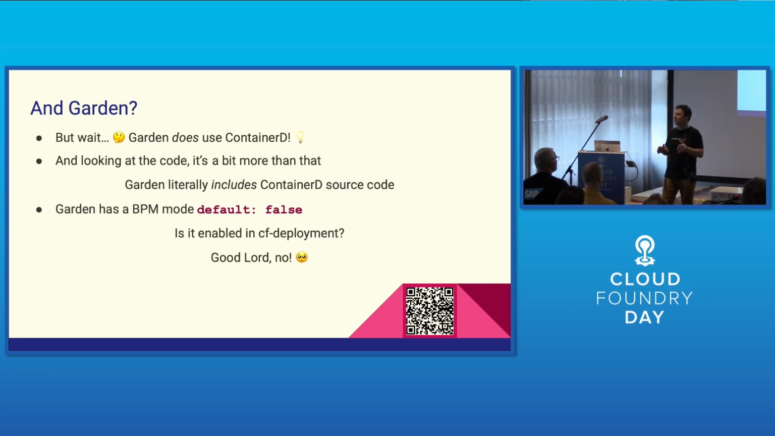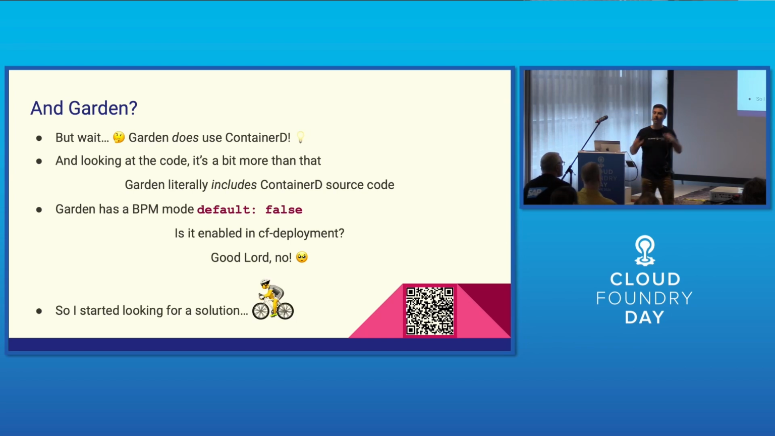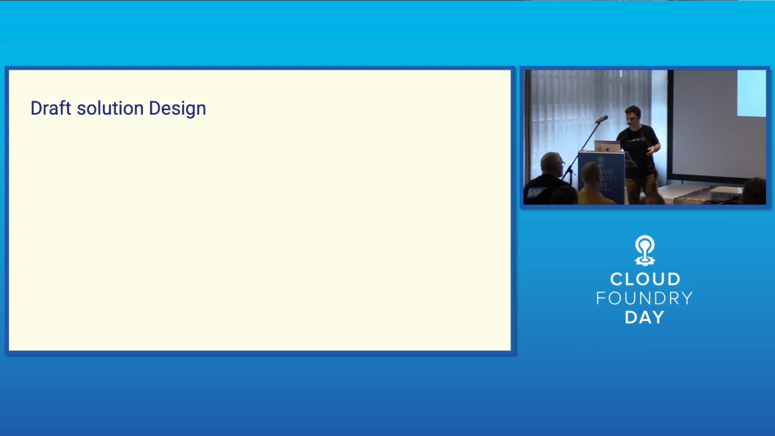So actually, this BPM mode is not used by Garden. It's just there for cases where you don't run systemd, and that's the case when running Bosh Lite, for example. Because there is systemd on all stemcells except on the Bosh Lite stemcell. So anyway, I started looking for my own solution.